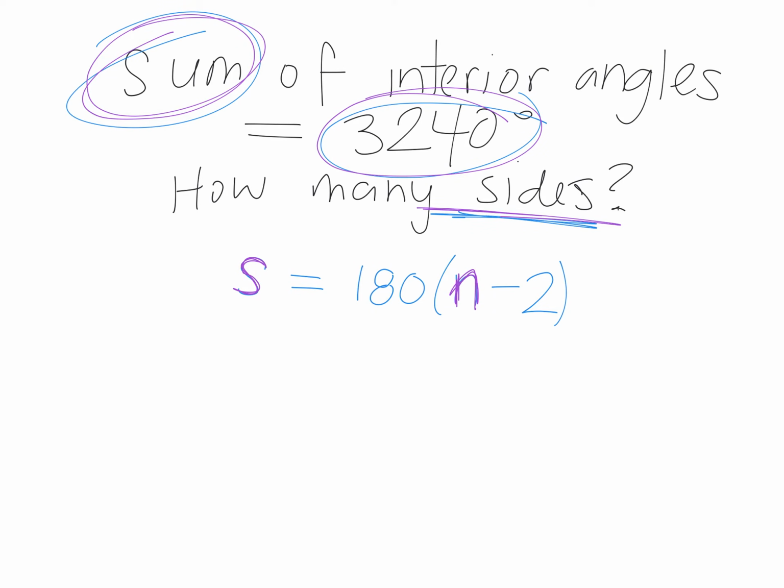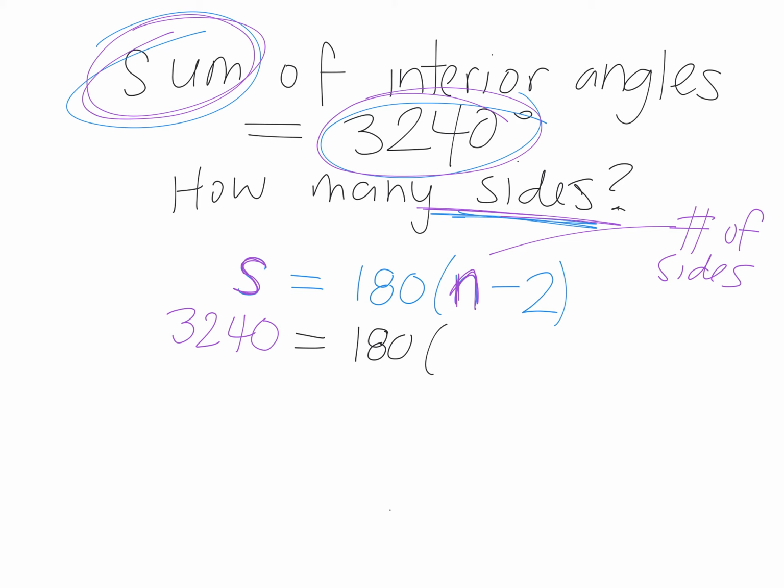Am I going to plug in 3,240 for S or for n? S. We're trying to find the number of sides. N represents the number of sides. We don't know how many sides it has, but we know that the sum is 3,240. So I want you to copy this down. This is for 9A. 3,240 is equal to 180 times the number of sides, take away 2.